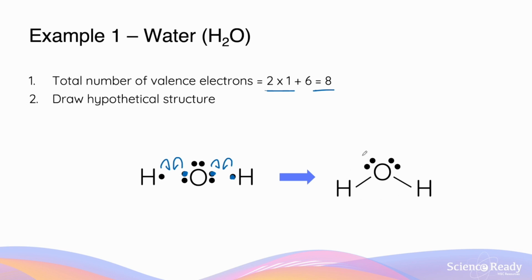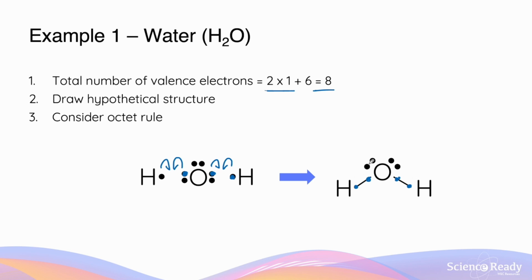After drawing the hypothetical structure, we need to consider the octet rule. We need to consider whether every atom in this molecule has fully completed its outermost shell. So for hydrogen, it has 2 electrons in this covalent bond, and because the first shell has a maximum of 2 electrons, the 2 hydrogen atoms have achieved the octet rule.